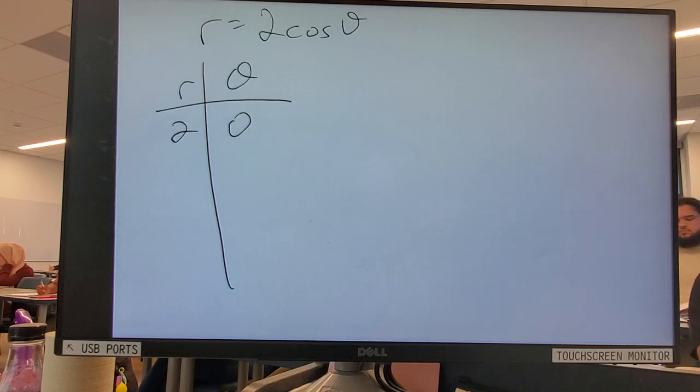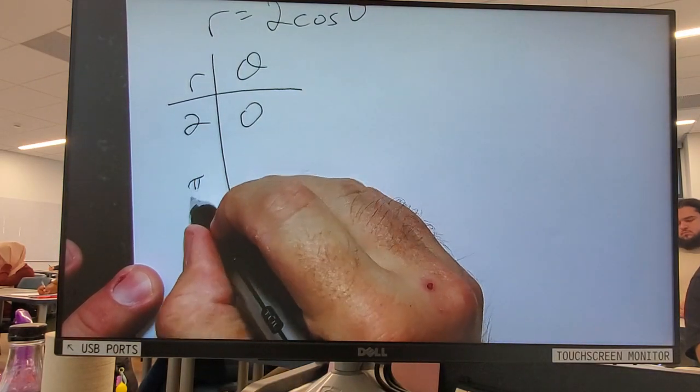Take too big of a step, you're going to have a graph that's not going to be good enough resolution. At the very least, pi over 4. In fact, leave a little room, just in case.